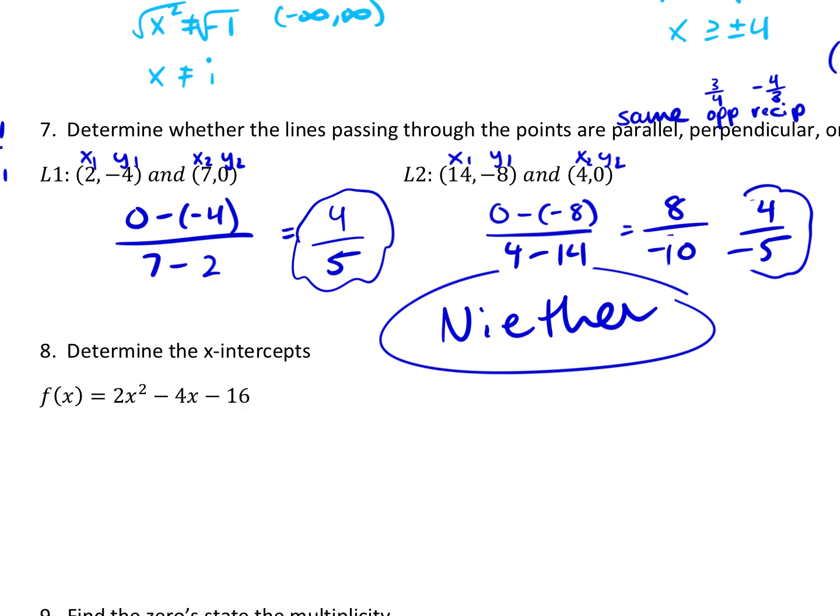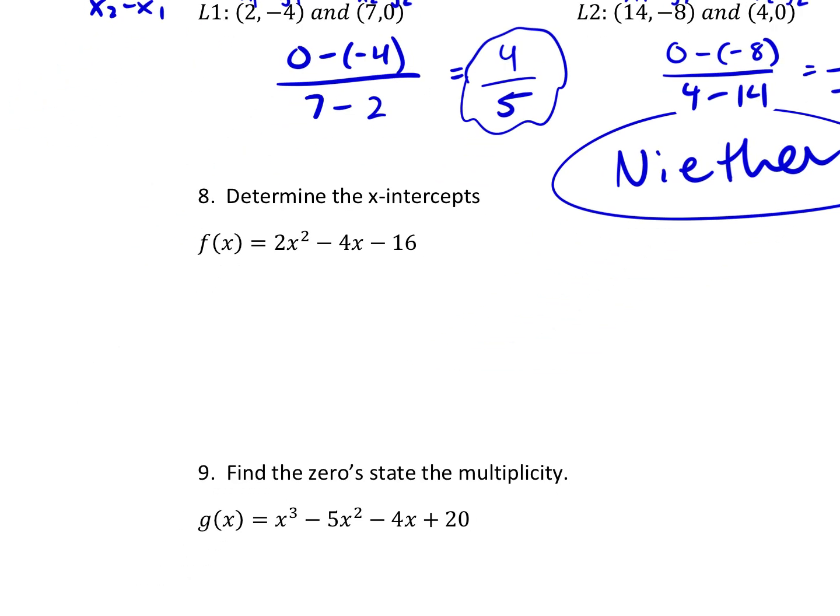All right, 8, determine the x-intercepts. Set it equal to 0 and solve. What would I do first to solve here? Divide by 2, awesome. Let's take out our GCF. We're going to divide everything by 2. Since we're setting it equal to 0, 0 divided by 2 is just 0 still, so we can just get rid of it. X squared minus 2x minus 8 is equal to 0.